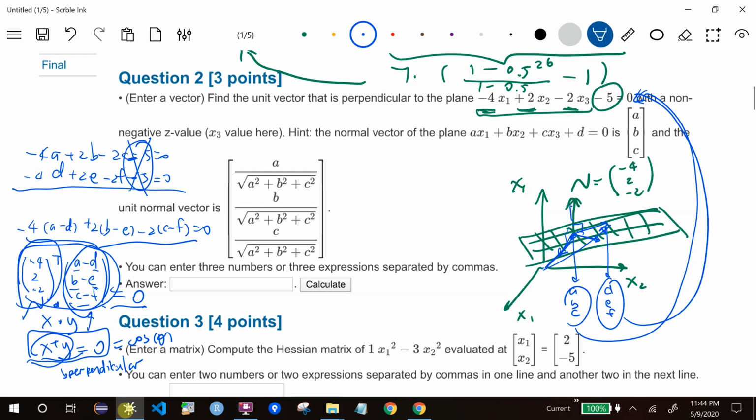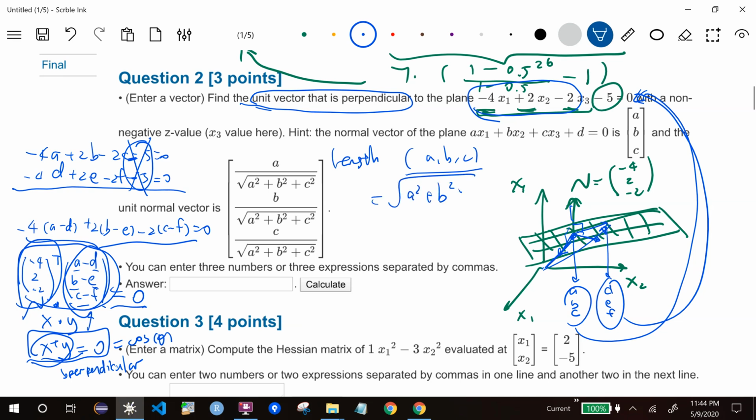In any case, we know that the normal will be this thing, and the question is asking for the unit normal. So we need to know how to calculate the length of a vector. The length of a vector is just the norm, but norm is not clear what it is, so I'll just write down the formula. It's just a squared plus b squared plus c squared, under a square root. That will be the length of a vector.